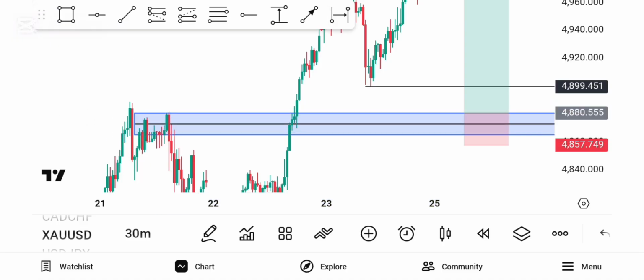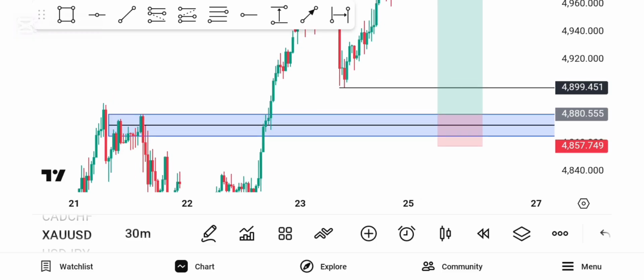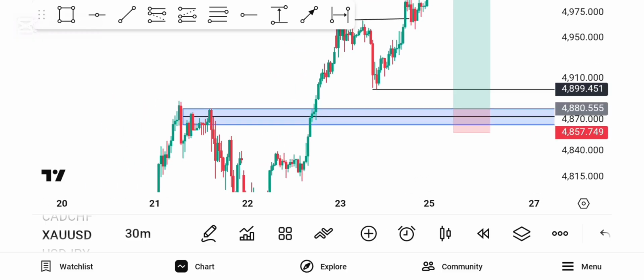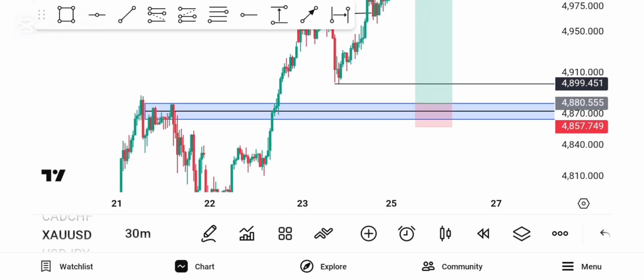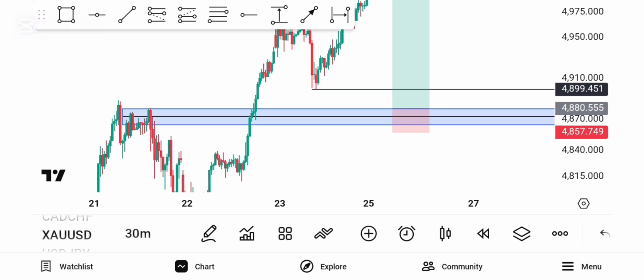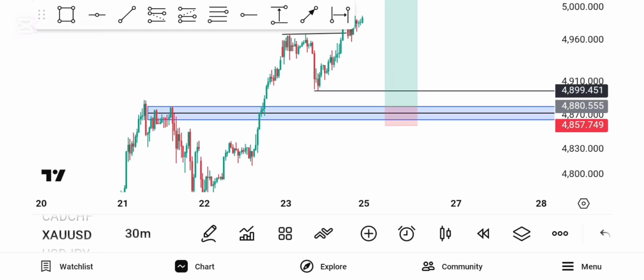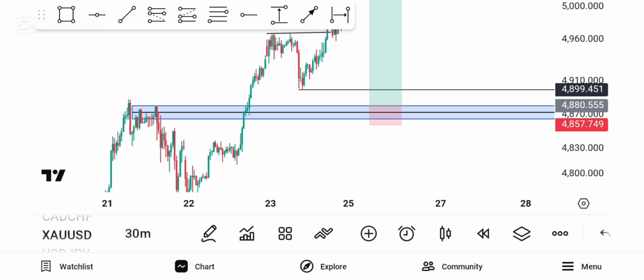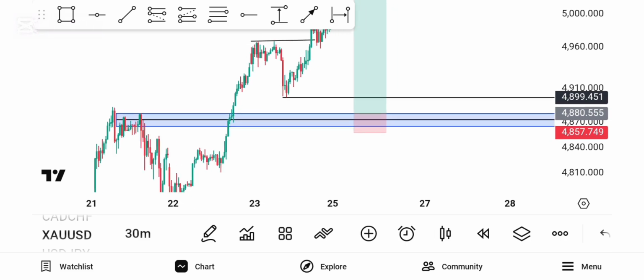But as I said before, I basically don't use the breaker block. What I use is the other block behind the breaker block. This breaker block is just a flip zone, but I don't think the market always respects the breaker block. You see, it is the other block below the breaker block.